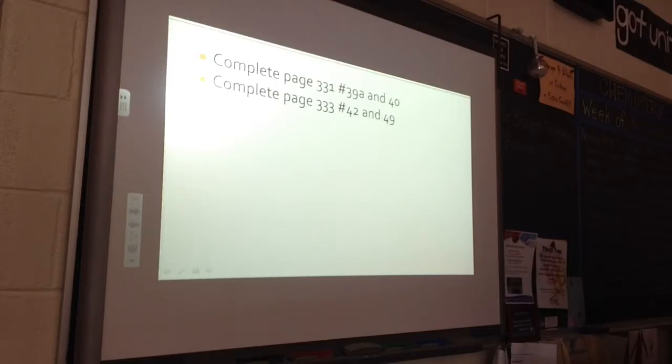Look at 49. The compound methyl butanoate smells like apples. It does. It's an organic compound. Its percent composition is 58.8% C, 9.8% hydrogen, 31.4% oxygen, and its molar mass is 102 grams per mole. What is its empirical formula? What is its molecular formula?